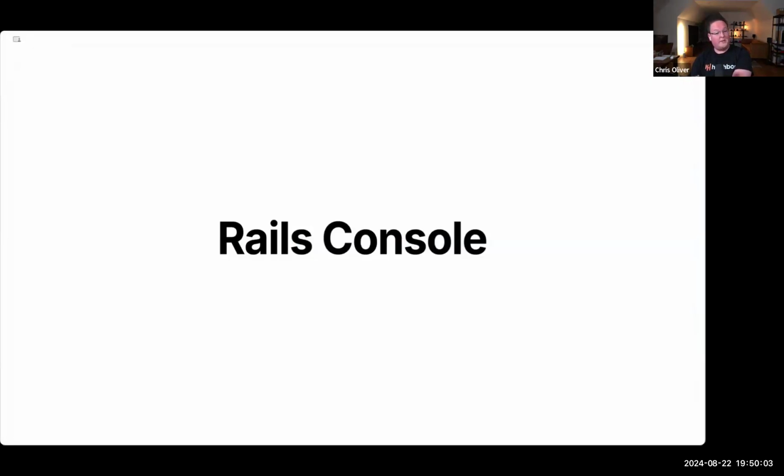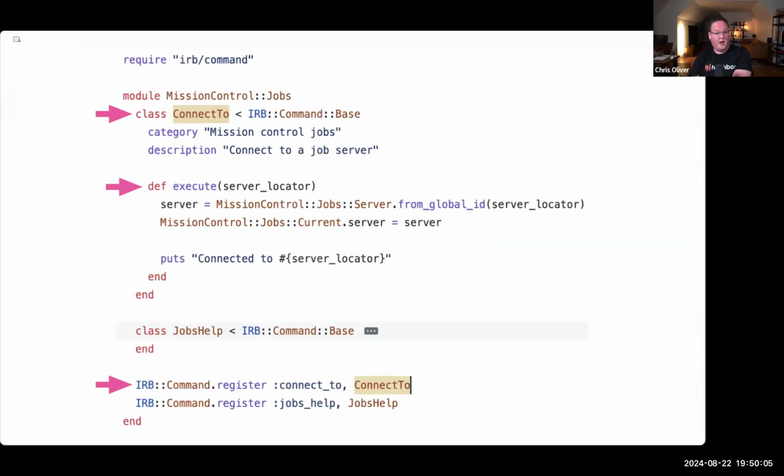You can also extend the Rails console, which you don't see very often, but the Mission Control Jobs library actually does this. It registers a handful of commands. I think just these two were the original ones. It might have more now, but you have connect_to and jobs_help. Those are commands that you can get only inside of the Rails console.